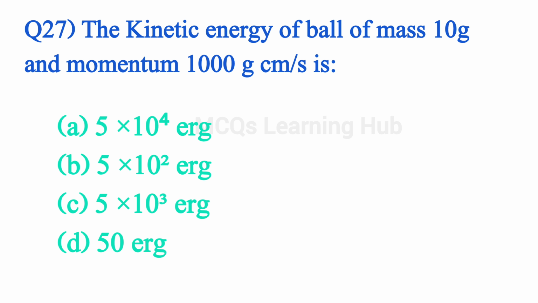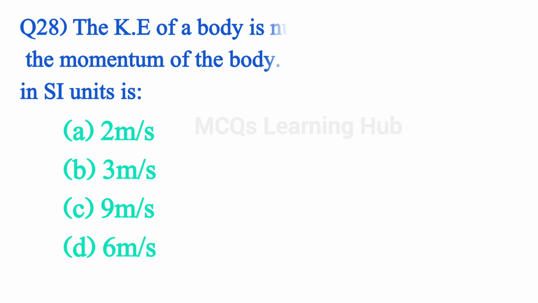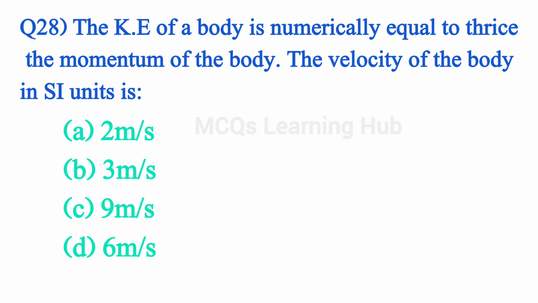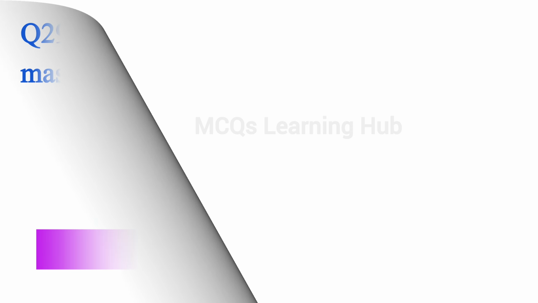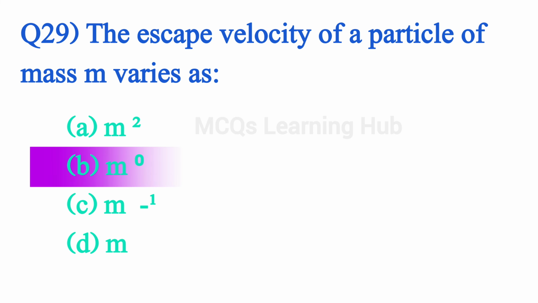The kinetic energy of ball of mass 10 g and momentum 1000 g/s is? Option A is correct. The kinetic energy of a body is numerically equal to thrice the momentum of the body. The velocity of the body in SI units is? Option D is correct. The escape velocity of a particle of mass m varies as? Option B is correct.